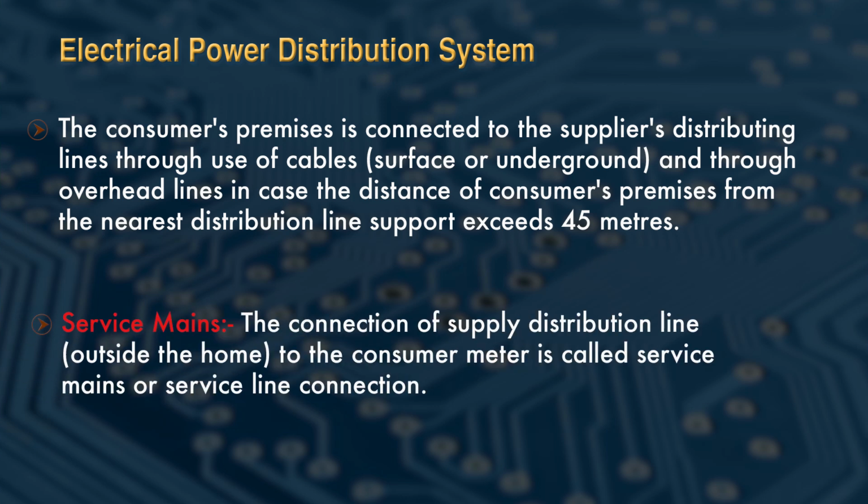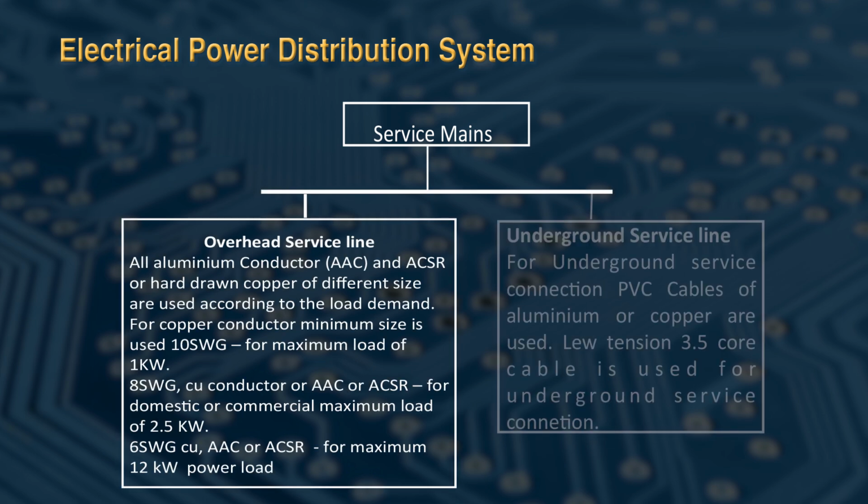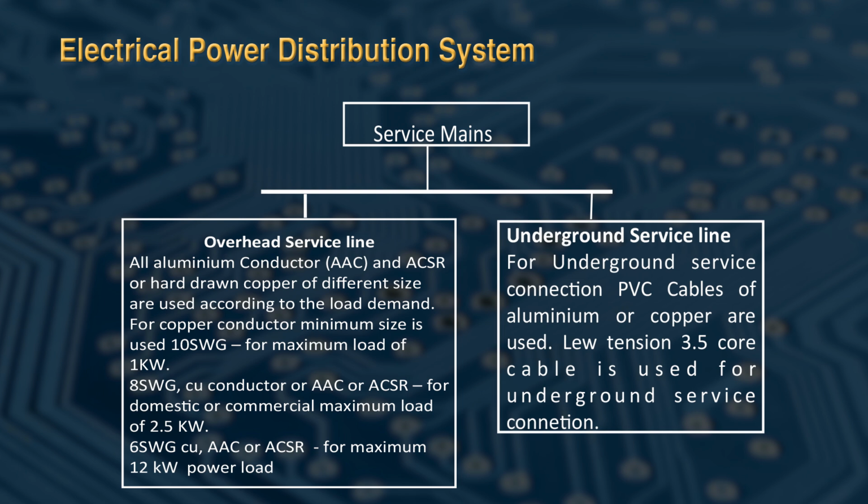Now we have to understand what a service mains is. The connection of the supply distribution line to the consumer meter is called service mains or service line connections. These service mains can be classified as overhead service line and underground service line. Under overhead service line, all aluminum conductor and ACSR, that is aluminum conductor steel reinforced, or hard drawn copper of different sizes are used according to the load demands.